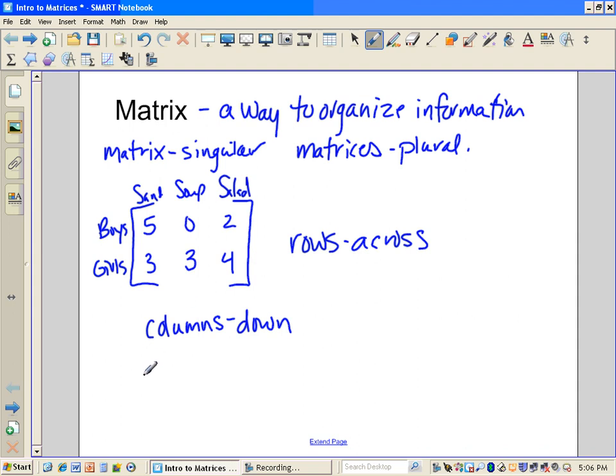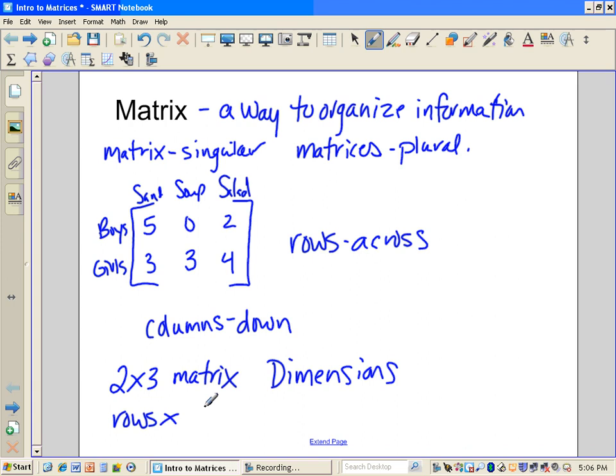We talk about this being a 2 by 3 matrix, and what that does is it describes the dimensions. And so the dimensions are always listed, the number of rows by the number of columns. So we have 2 rows going across, so that's why it's a 2 first, and then 3 columns going down, that's why it's a 3 next. So 2 by 3 matrix.